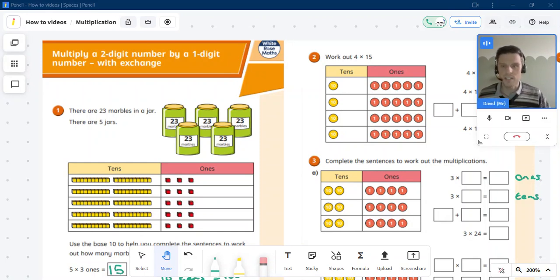Now here we're going to start with the 10s. Should really start with the 1s, but we're going to start with the 10s. So we've got 2 10s times 3, and all you got to do is count them. 1, 2, 3, 4, 5, 6. So we've got 6 10s.